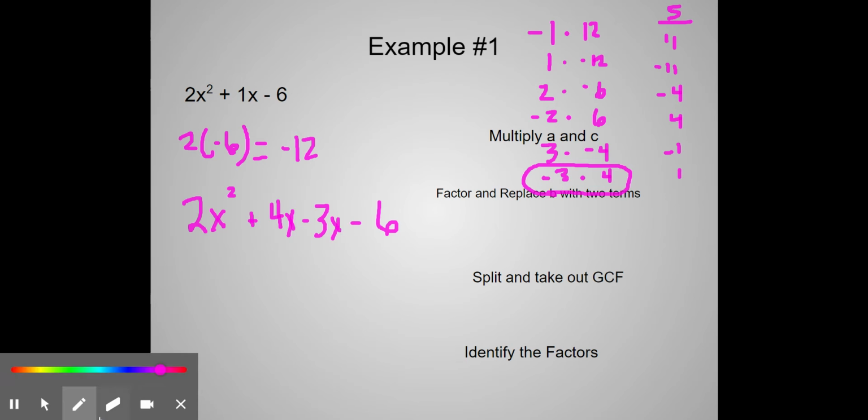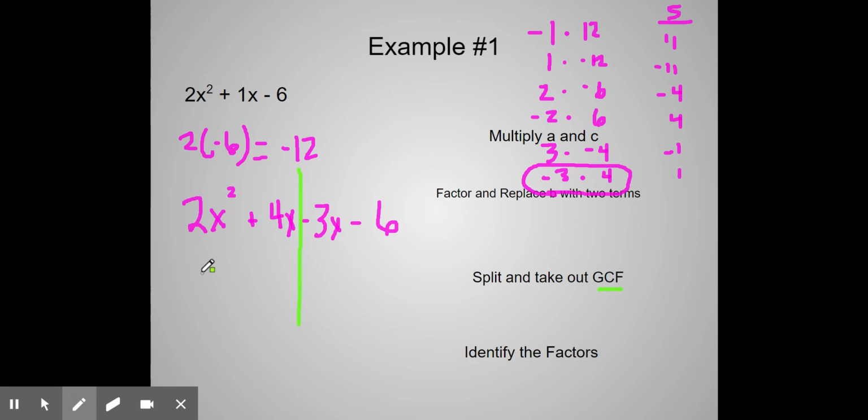Now we're going to split this apart. So I'm going to split here. When I did this, I was intentional. I could have put the -3x here and +4x here, but I want to think about the GCF. And I know that since both of these are even, I'm going to be able to take out a 2. So that's why I made the decision that I did. So I'm going to split in two, check, and then take out the GCF.